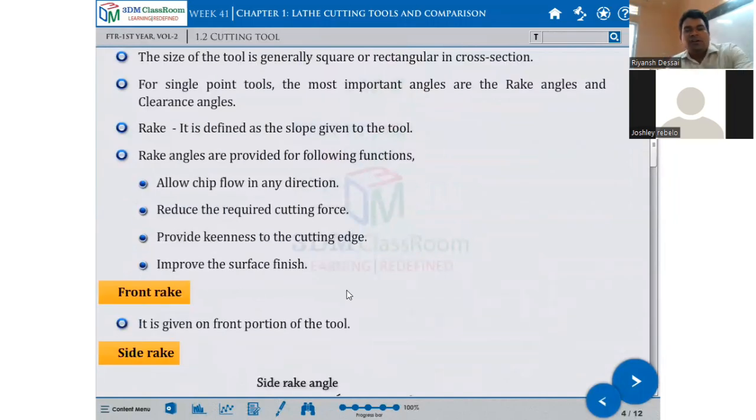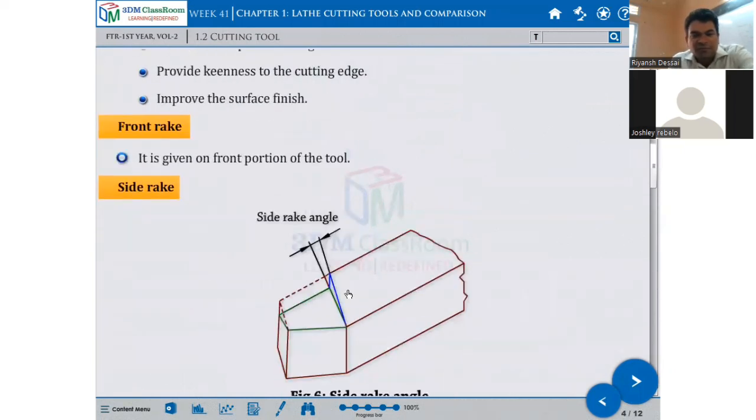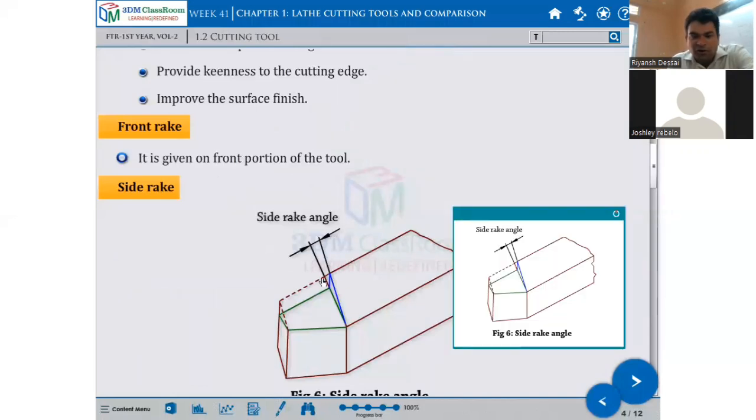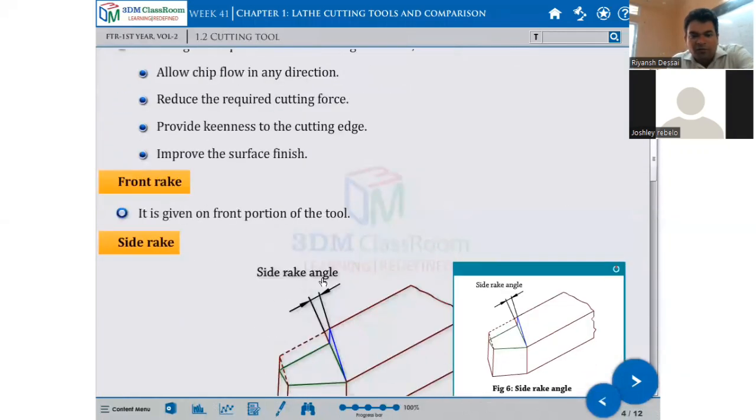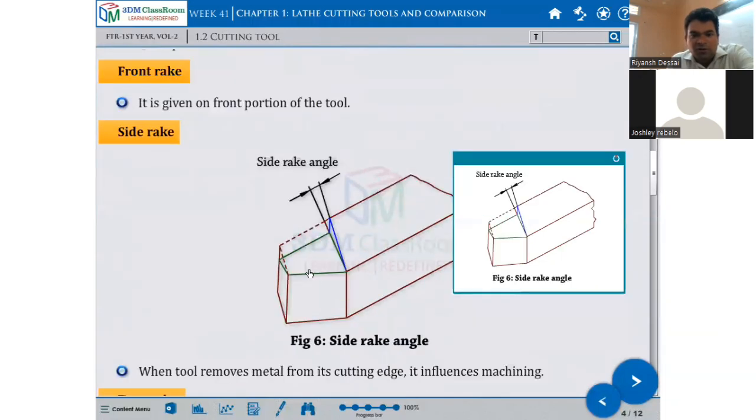This is a rake. Angles are provided for the following functions: allow chip flow in one direction, reduce the required cutting force, provide keenness to the cutting edge, and improve the surface finish. This is a front rake. It is given on the front portion of the tool.